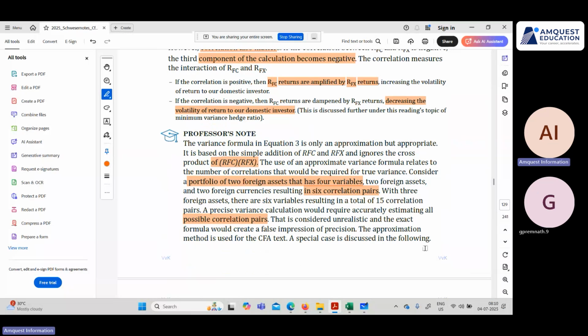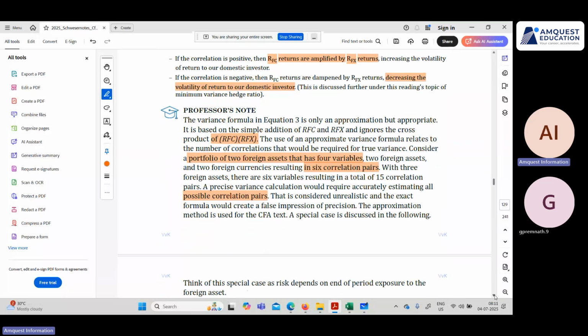So basically, they are trying to tell you that this is just going to be one of the simplest equations, and in case they give you a question on that, they will give you only one pair. Had there been exposure to various different currencies, you would have to calculate a correlation between all of those pairs, which is difficult to calculate and will not be given in the exam. Make sense?